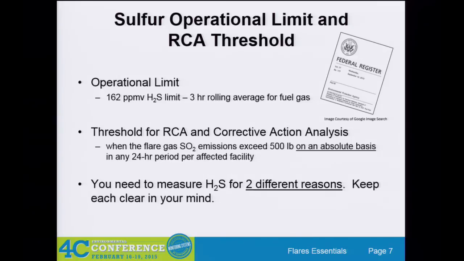One of the things when you think about, here we have a concentration limit, and then we also have the 500 pounds RCA threshold. That's on an absolute basis. So it's just as soon as you've hit the 500 pounds, you're done, and it's just rolling. But when we're going to talk about the monitoring, you need to keep it separate in your head, because each concentration or pounds requirement has a different monitoring requirement, and how you think about them, you need to keep them separate in your mind, otherwise you're going to get them confused.